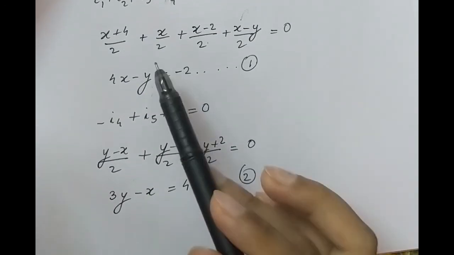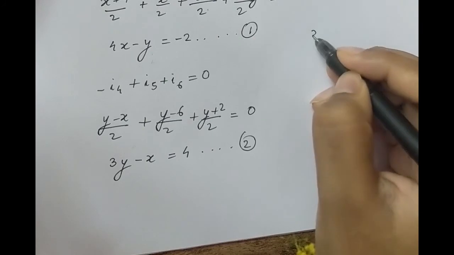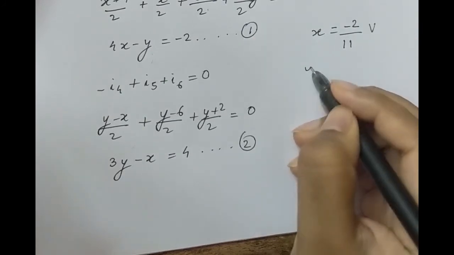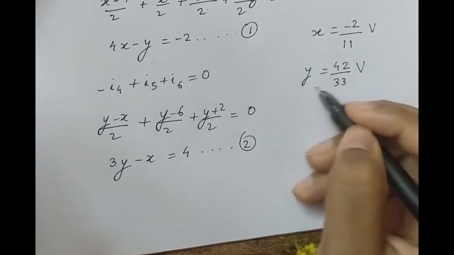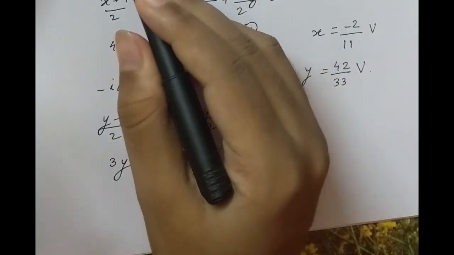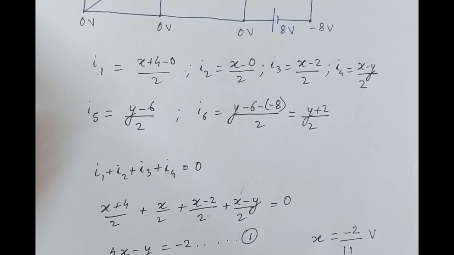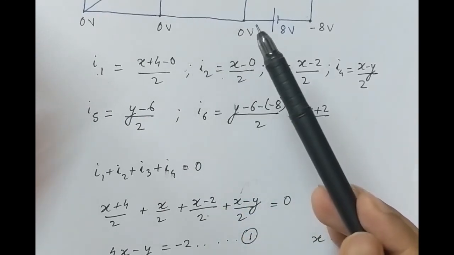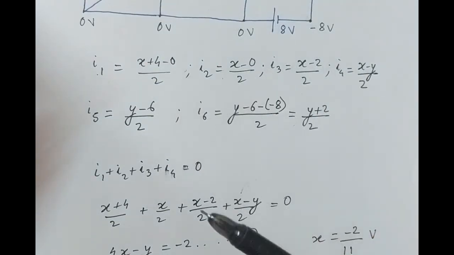Similar to the previous one, you now have two simultaneous linear equations of two variables. You solve them, you will be getting x is equal to minus 2 by 11 volts and y as 42 by 33 volts. And with these values in, you can individually find I1, I2, I3, I4, I5 and I6 in a much simpler way. So use this hack whenever you're faced with the Kirchhoff's law sum in your JEE Advanced especially, and this will save you a lot of time and make your calculations much easier. I'll see you again in the next video.